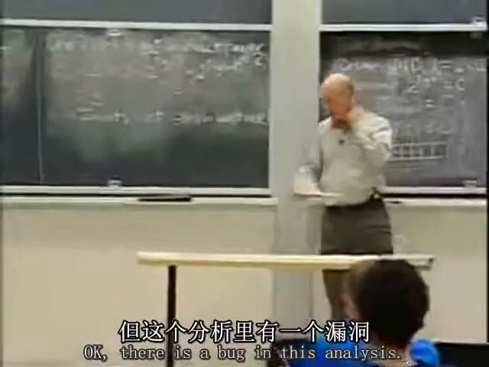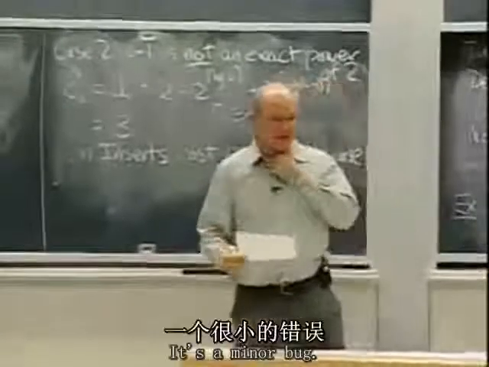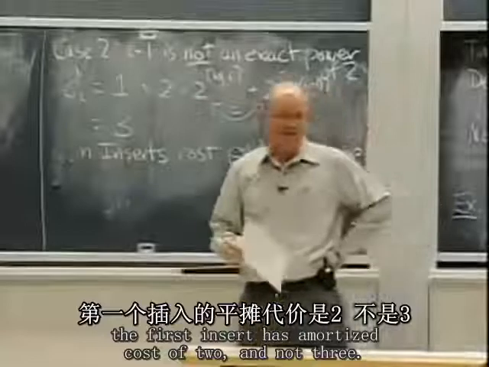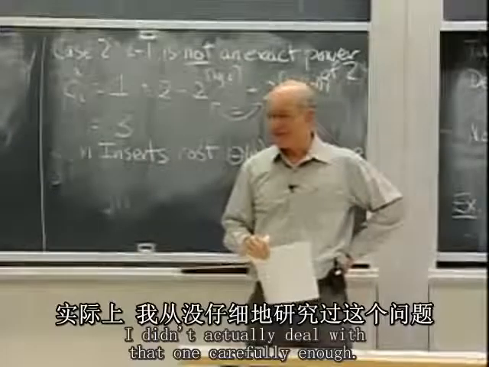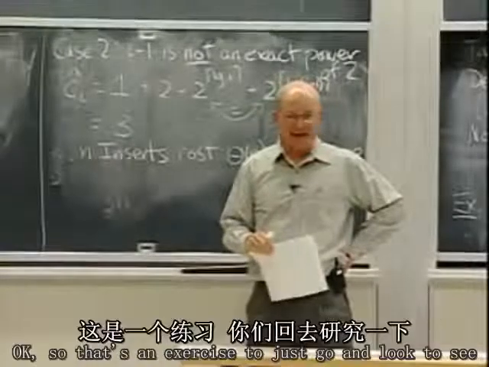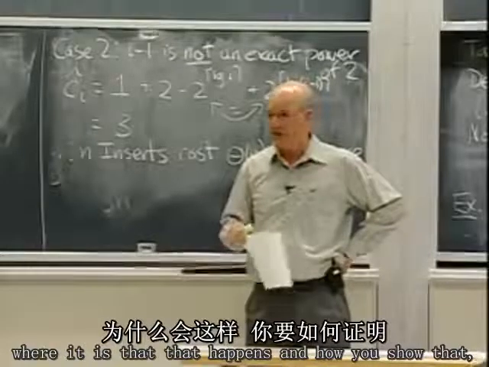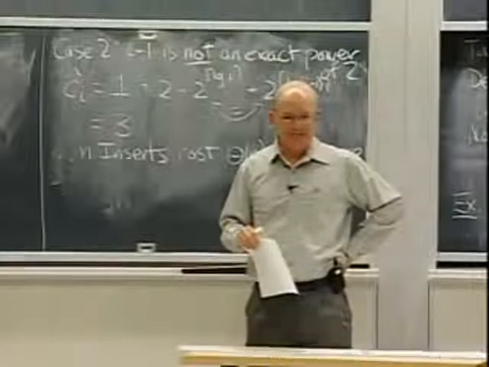Okay, there's a bug in this analysis. It's a minor bug. It's the one I pointed out before. The first insert has an amortized cost of 2 and not 3. I didn't actually deal with that one carefully enough. So that's an exercise to just go and look to see where that happens and how you show that in fact the amortized cost of the first one is 2.